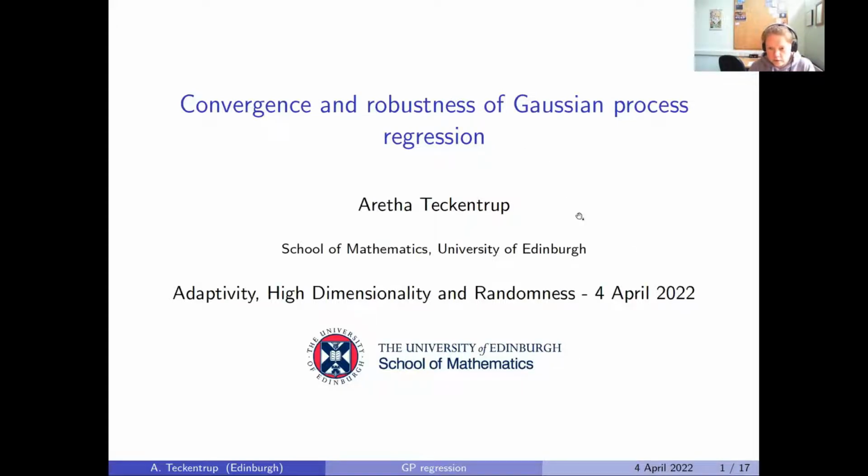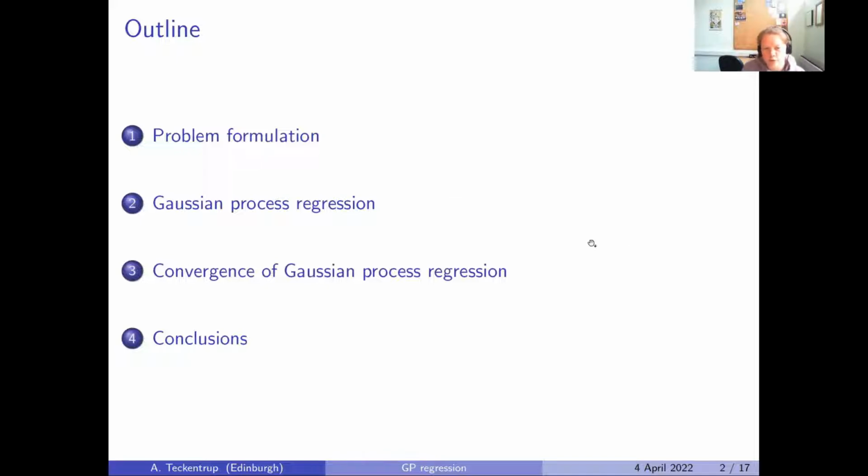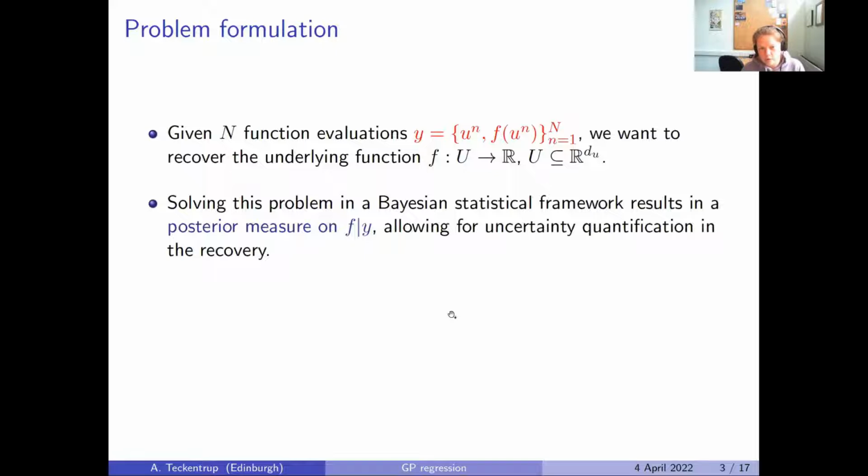So the outline of my talk is just the following. I'm just going to start with the problem formulation, stating the problem that I'm interested in solving, just so that everybody's on the same page. I assume not everybody's familiar with Gaussian process regression, so I'll go through the setup, how Gaussian process regression works, and what the important things to think about are. And then I'll show you some theoretical results on convergence properties of Gaussian process regression, and then some conclusions in the end.